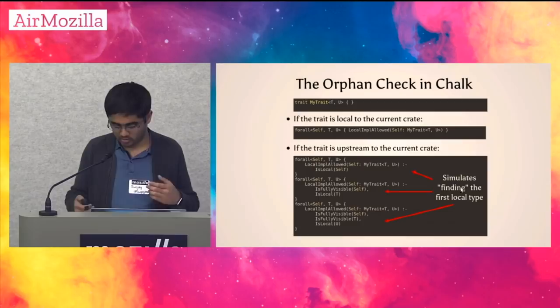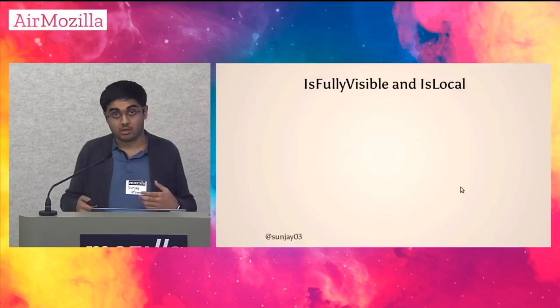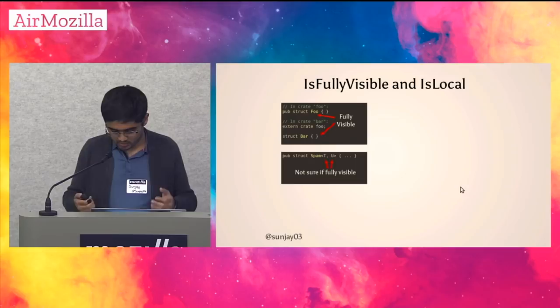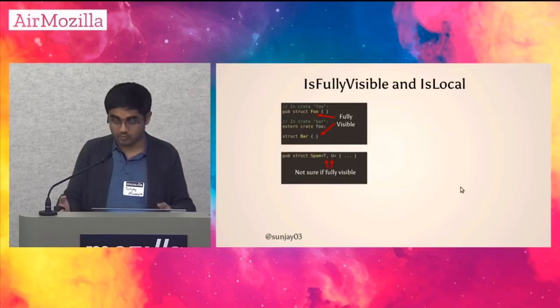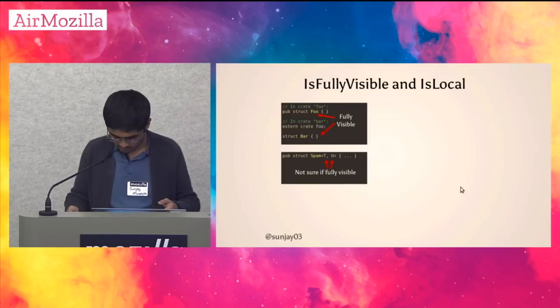So let's start by talking about is fully visible. This one is pretty straightforward because we really just want to make sure that it isn't provable for types that aren't defined in some crate somewhere. We want it to be provable for all the types we can see, right? That's where visible comes from, but we don't want it to be provable for any of those type parameters.